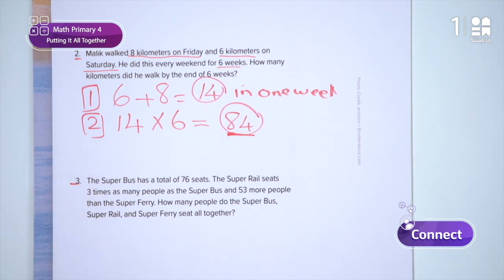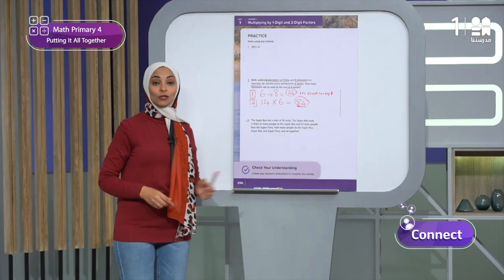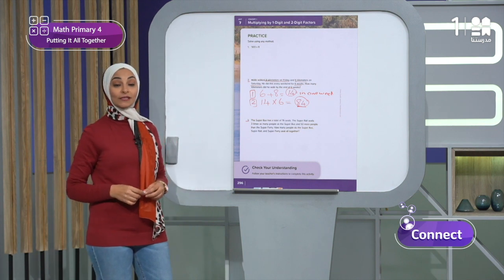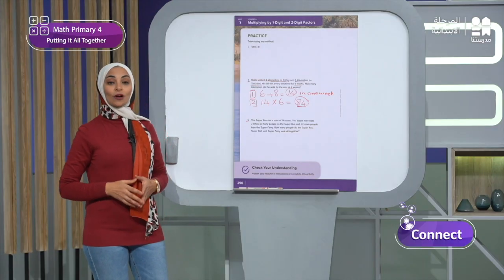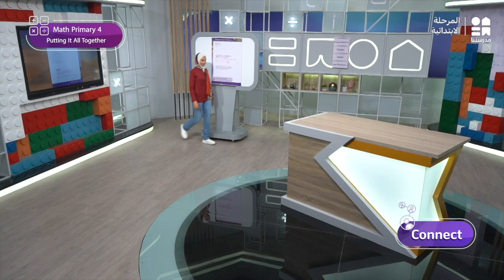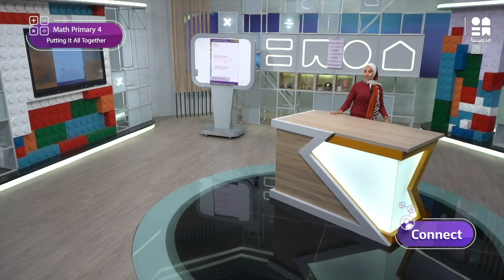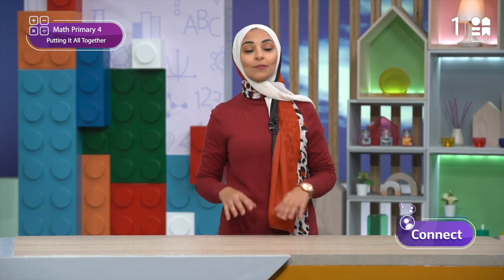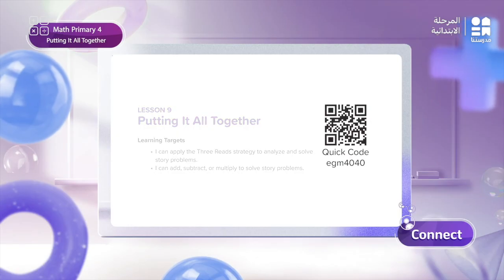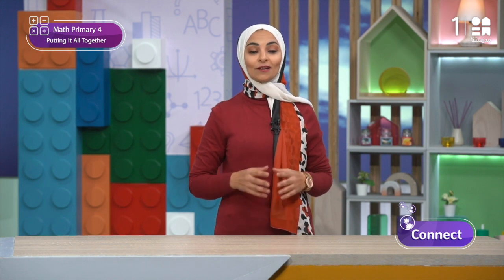Now what about problem number 3? As you see here, if you read it, it will be very easy for you to answer it in your own way. And now, by the end of our lesson, let's summarize all that we took today. We learned how to apply the 3-read strategy to analyze the story problems and solve them using mathematical operations. You can use the code that appears on the screen or at the beginning of the lesson to solve more and more practice problems on using mathematics in real life.